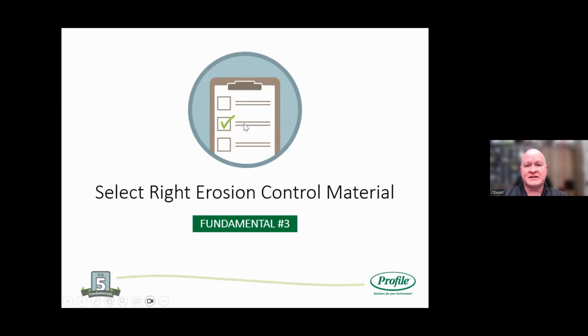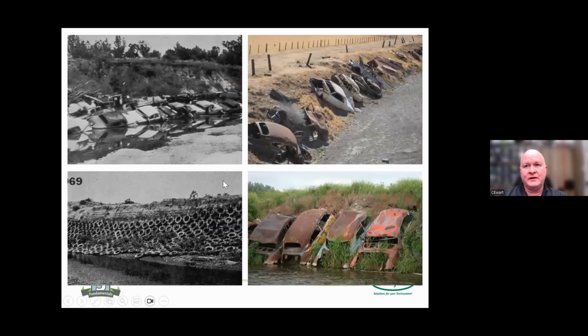So number 3 is selecting the right erosion control material. This slide here, because back in the 60s, this is what slope stabilization looked like. People have often asked me where these photos were taken because they want to go and find those cars and do some kind of reclamation project on the cars. I don't know where these are from, somewhere in California. That's all I can tell you. But yeah, this is what used to qualify for slope protection and erosion control.